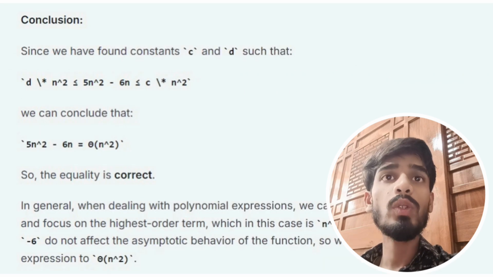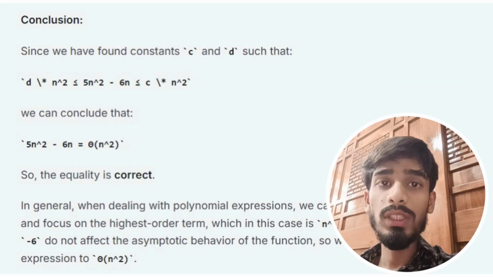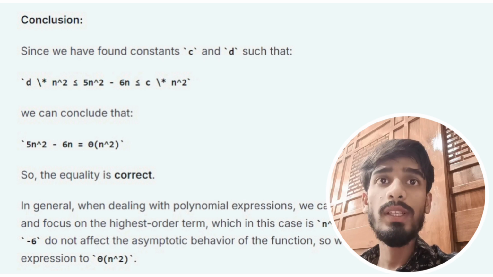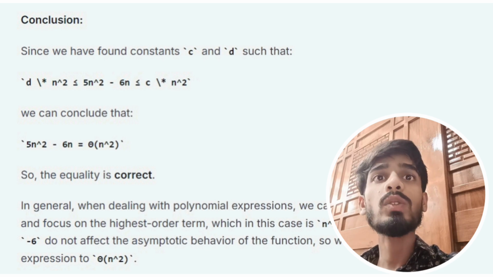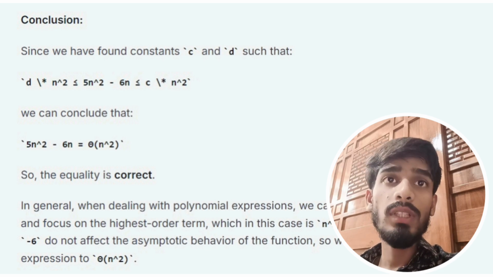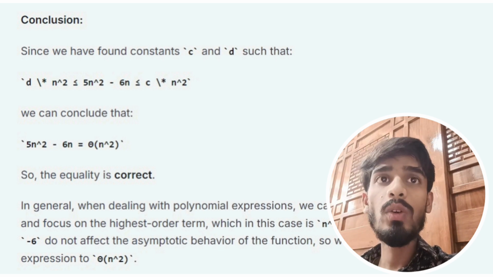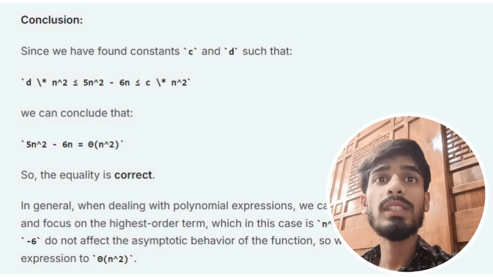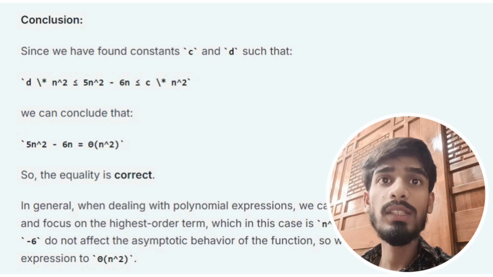So what is the conclusion? Since we have found constant c and d such that d into n square is less than or equal to 5n square minus 6n, which is less than or equal to c into n square, we can conclude that 5n square minus 6n is equal to theta of n square. So the equality is correct.